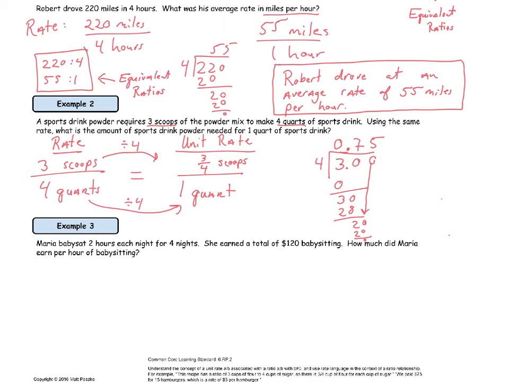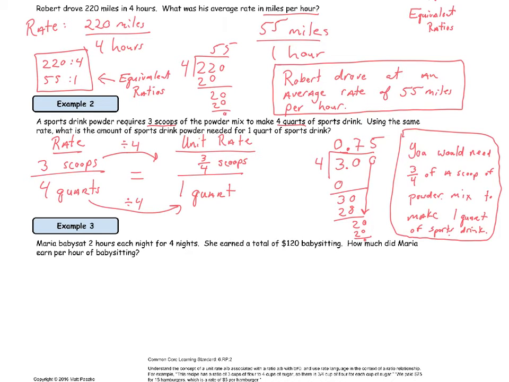I'm going to write, you would need 3/4 of a scoop of powder mix to make 1 quart of sports drink. So in this case, we were given a rate of 3 scoops to 4 quarts, and we found the unit rate by dividing both the numerator and denominator by 4. Let's move to example number 3.